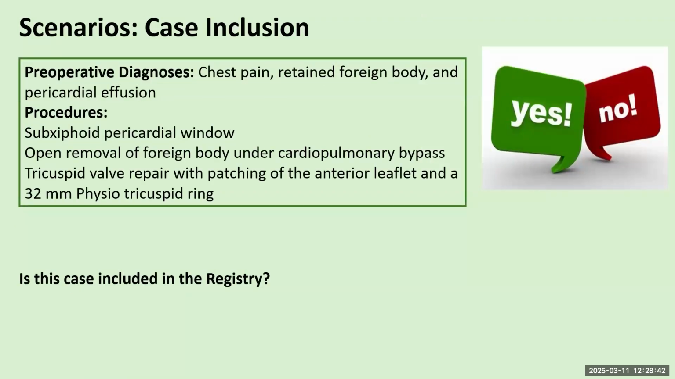Pre-op diagnosis: chest pain, retained foreign body, and pericardial effusion. Procedures: subxiphoid pericardial window, open removal of a foreign body under cardiopulmonary bypass, tricuspid valve repair with patching of the anterior leaflet and a 32 millimeter tricuspid ring. So do you include this case in the registry?